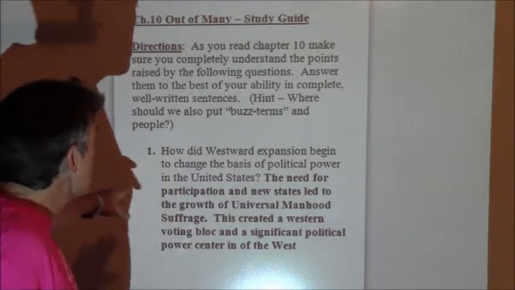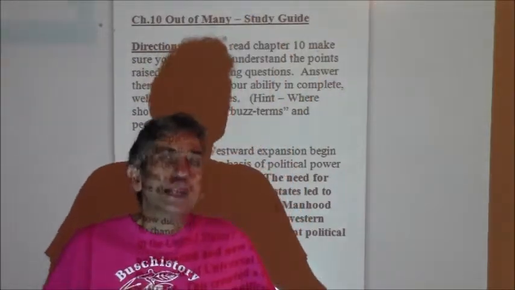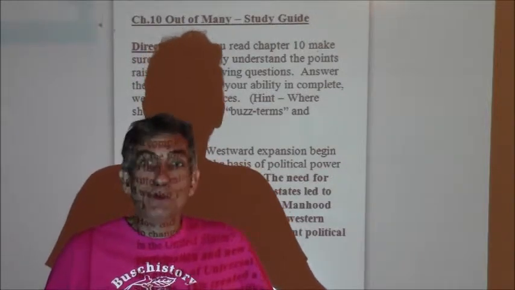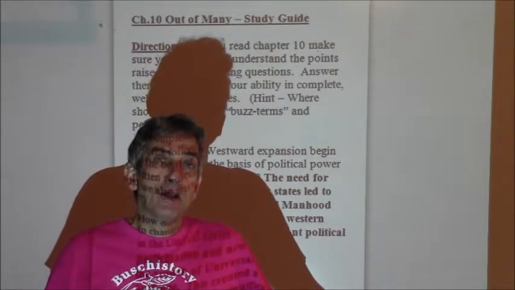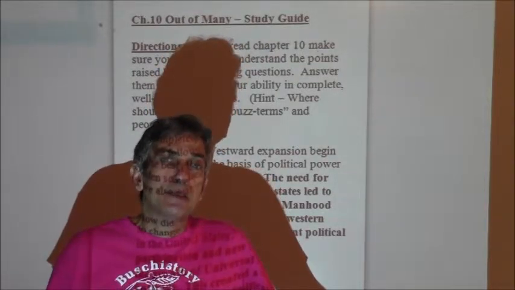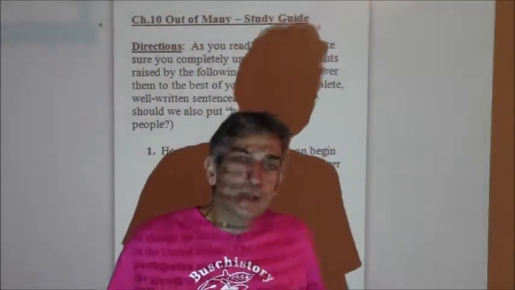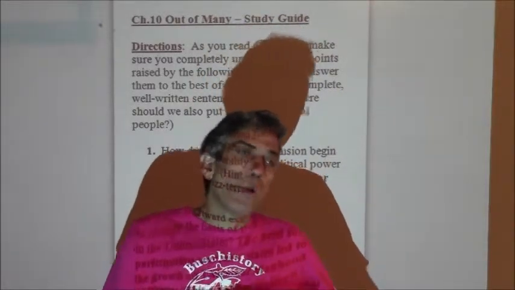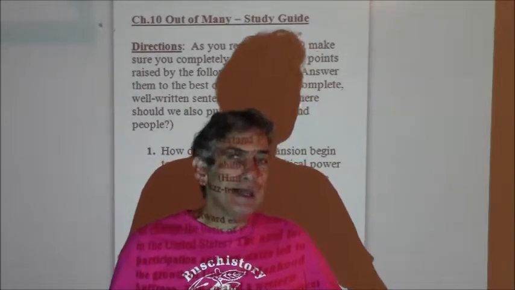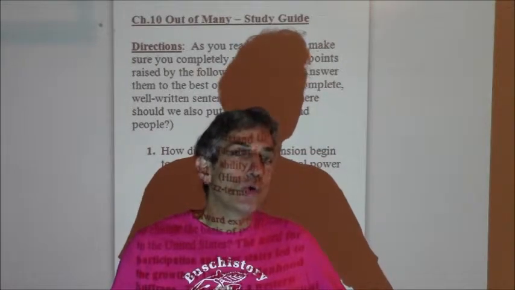How did westward expansion begin to change the base of political power in the United States? As we went west, we expanded the amount of states we had. Territories became states. When they had 50,000 male voters, they could become a state. Prior regulations had been that men had to own property in order to vote. Well, that would quickly cause a problem with westward expansion. What happened instead was, as we went west, voting rights were expanded in territories to allow more men to vote, which meant it could become a state quicker.